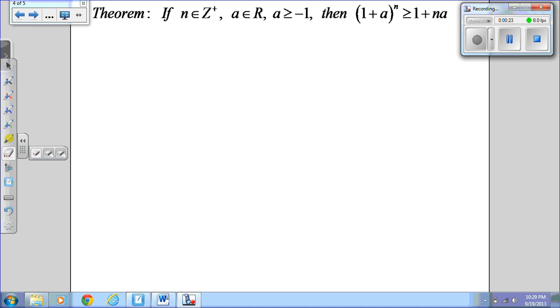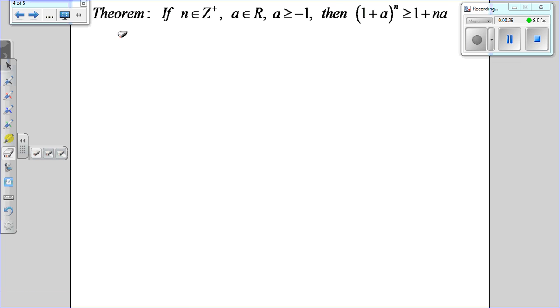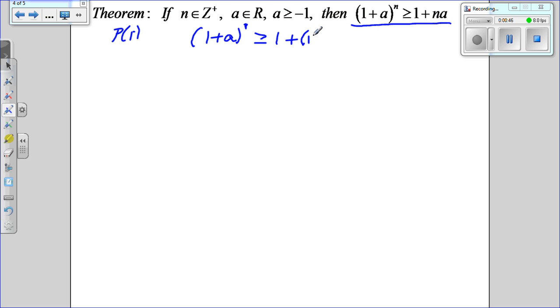By induction, step 1, show P(1) is true. So plug 1 in for n in that expression. We get (1 plus a) to the first power. Will that be greater than or equal to 1 plus 1 times a? Well, the left side is 1 plus a, the right side is 1 plus a. And 1 plus a is indeed greater than or equal to 1 plus a. So we've got P(1).